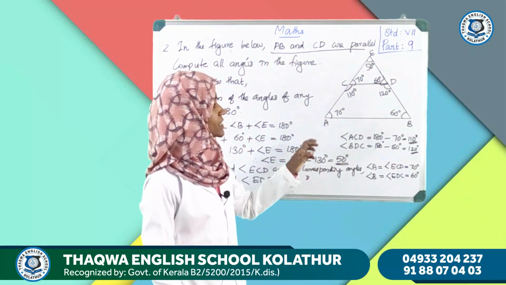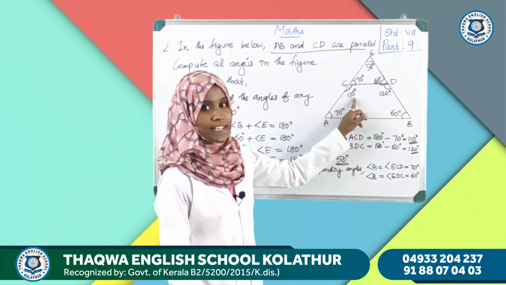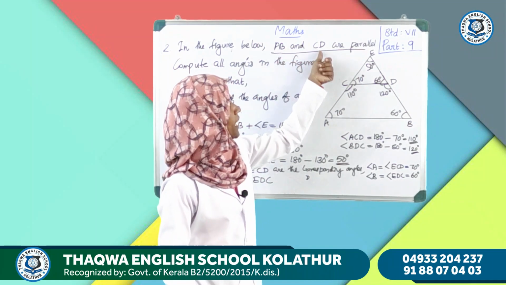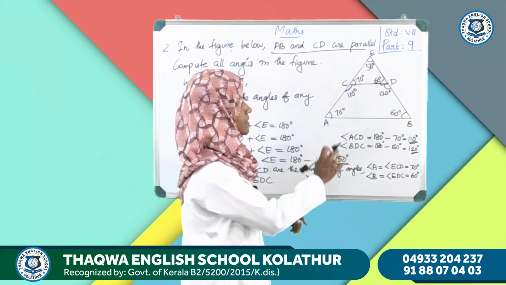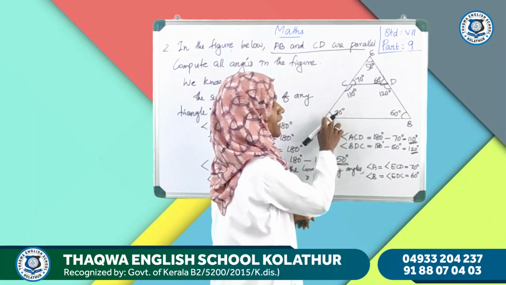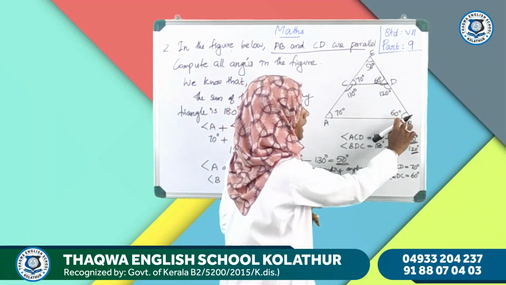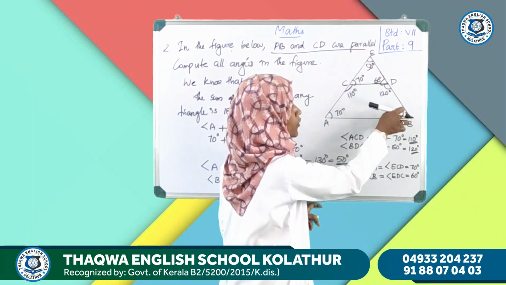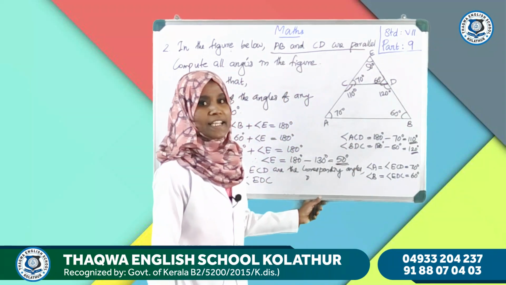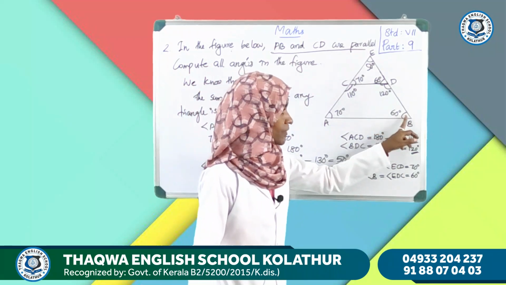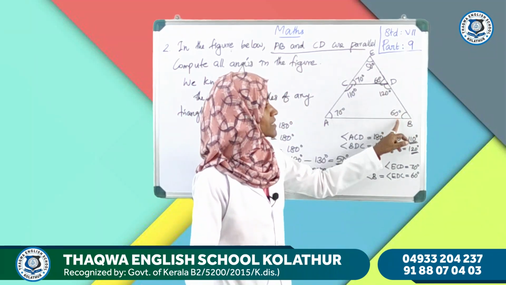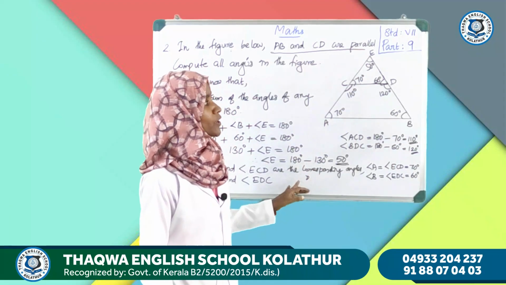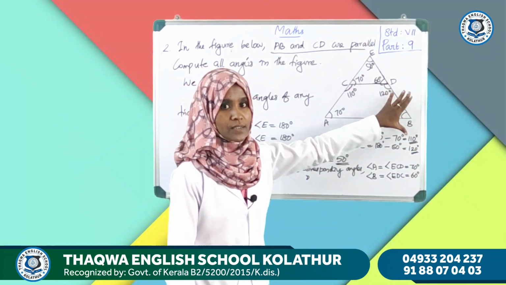The next, 60 here, 120. Now listen, here 70 plus 110 is 180 degrees. We are given AB and CD are parallel. These two angles are co-interior angles. And also here angle B 60 degrees, angle BDC 120 degrees. The sum of these two angles is 180 degrees. We know that these two angles are co-interior angles. Anyway, we can find out the measure of the angles.